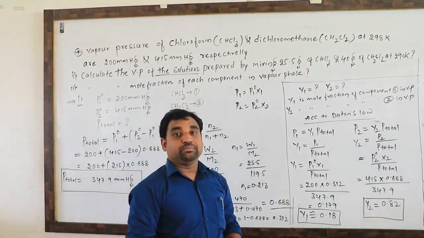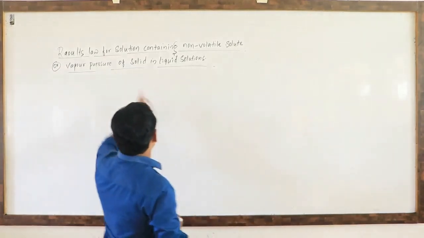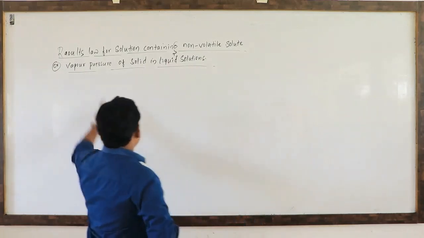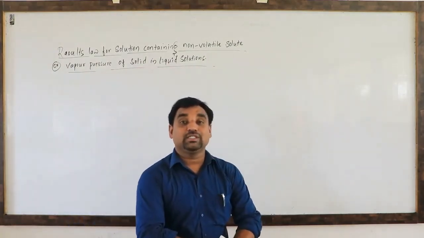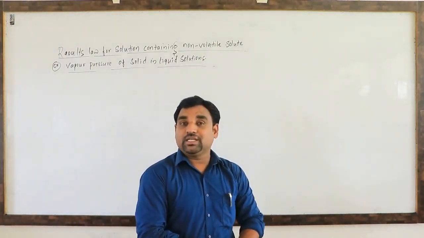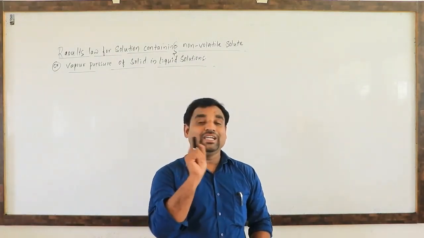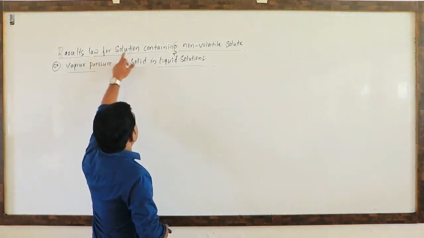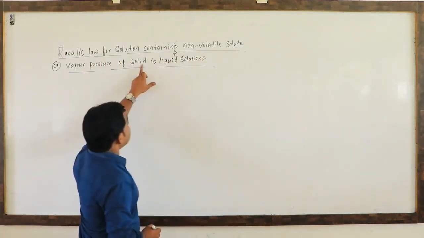Now we will discuss Raoult's law for the solution containing a non-volatile solute, or vapor pressure of a solid in a liquid solution. In yesterday's class we discussed the vapor pressure of liquid solutions. In such cases the solute and the solvent are both taken as volatile in nature. Here we consider Raoult's law for the solution containing a non-volatile solute, or solid in liquid.